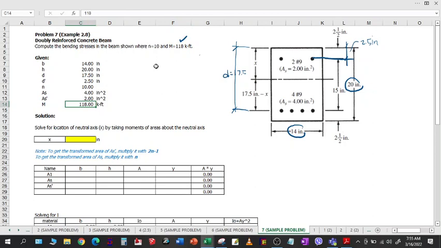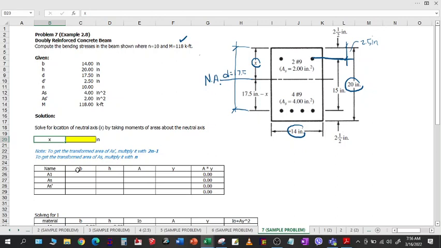As you know, bending stress is Mc over I. So we need the c and we need the I. And our c is the location of the outermost compression fiber to the neutral axis. So therefore, the first step in our solution is to solve for the location of the neutral axis. Alright? So here, this is our neutral axis. And the distance from the neutral axis to the outermost compression fiber is designated as x. So this is the unknown x.